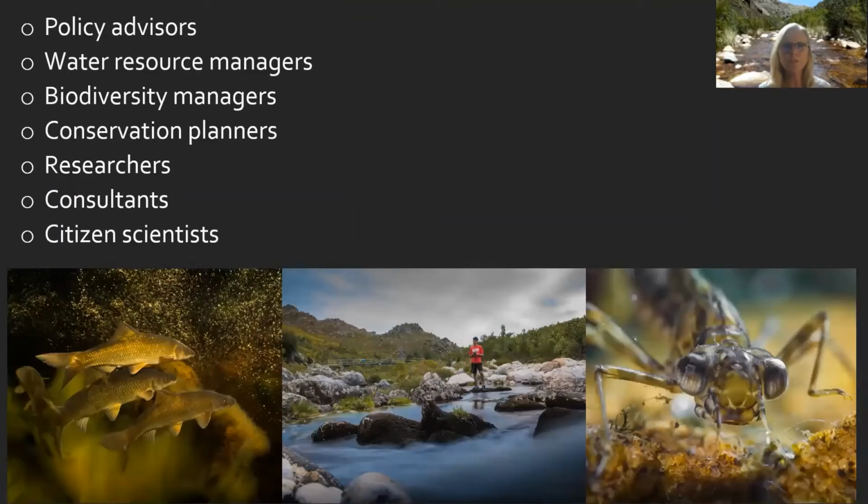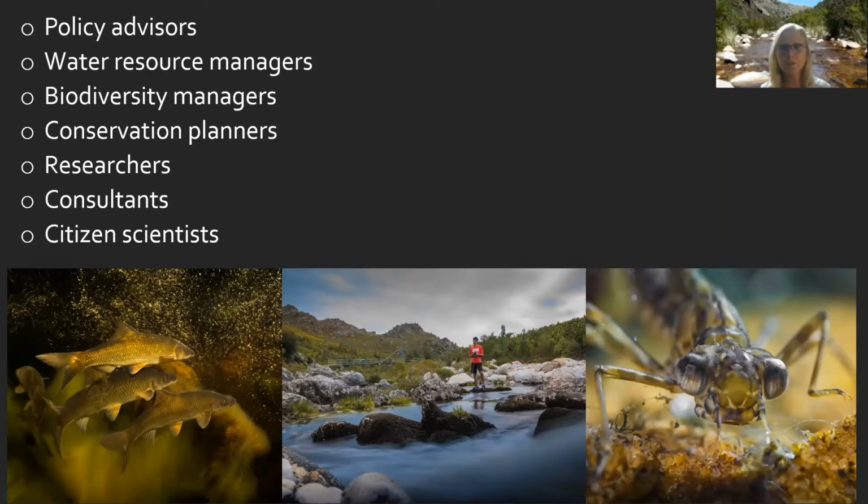So if one just has a look at the types of individuals or leads that would use biodiversity data, if you think of it from the top level, which are the policy advisors that ultimately assist with making the rules and the parliamentary decisions, through to our managers, including water resource managers, biodiversity managers, our conservation planners, critical for them to have biodiversity data, as well as researchers, consultants, and of course, citizen scientists have great value in using biodiversity data.